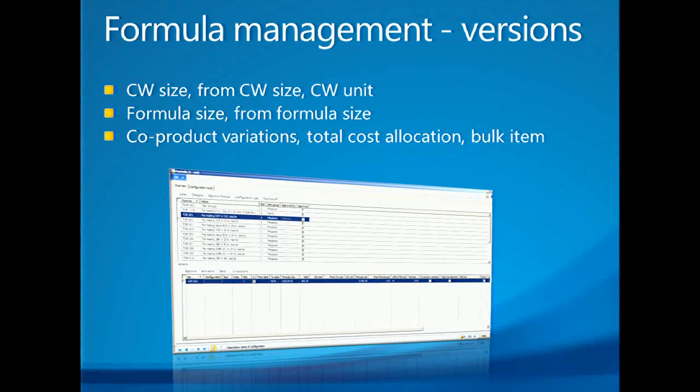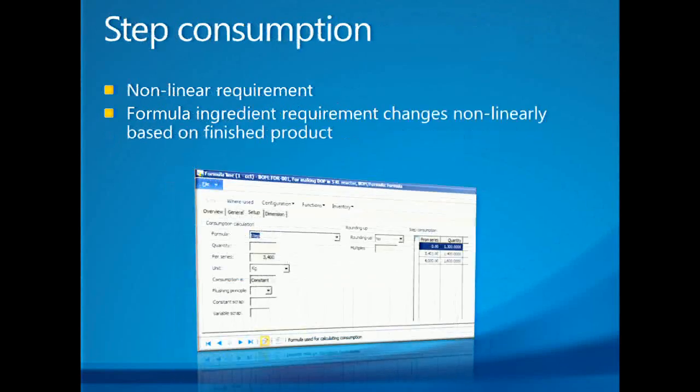So some more things which I can show on the demo or show like this here. But I think I will skip this since most of the people already have worked with process manufacturing. What this is saying is that on the versions you can set up batch size and from batch size, and you can also set up batch unit. You can set up formula size and from formula size. These are all fields which have been added on the process manufacturing module. And co-product variations and total cost allocation and bulk item. Step consumption. We can spend a few minutes talking about how to set this up.